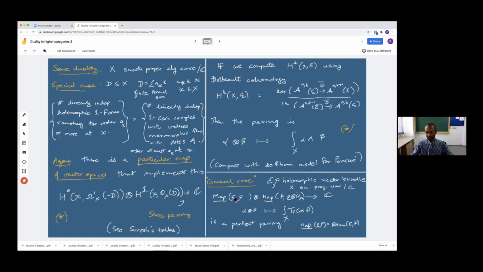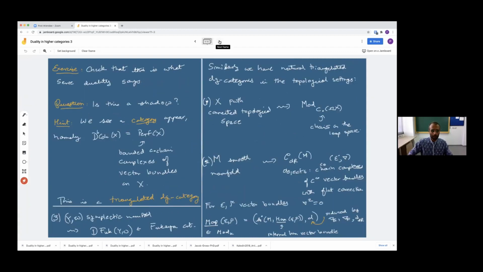And the special case I'd written earlier was where E is O_X, F is some sheaf. So then maps from O_X to F, tensor maps from F to omega X, maps to C. That's the special case that I'd written down earlier, and this is the general one. So maybe it's better to just have the general one. Maybe I should mention that as a hint to the exercise. So the hint here is take E equal to O_X.